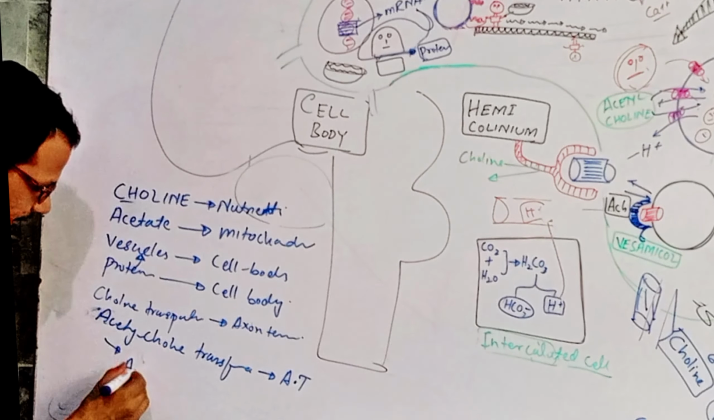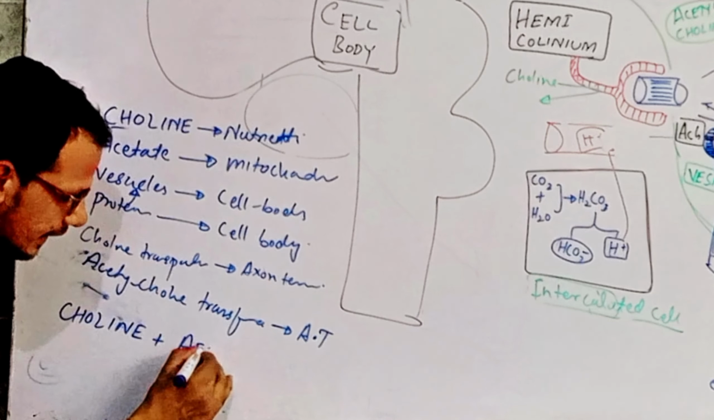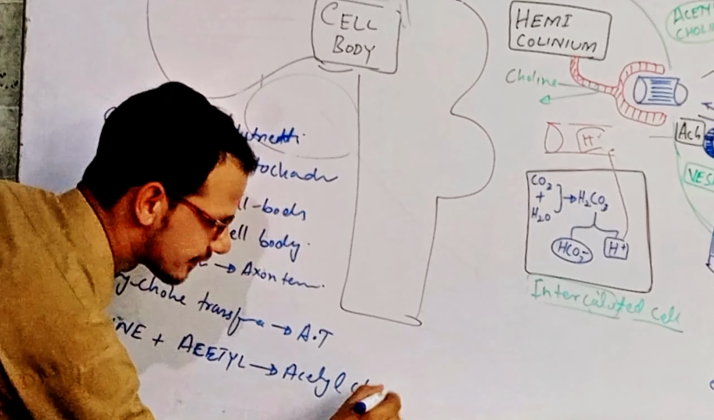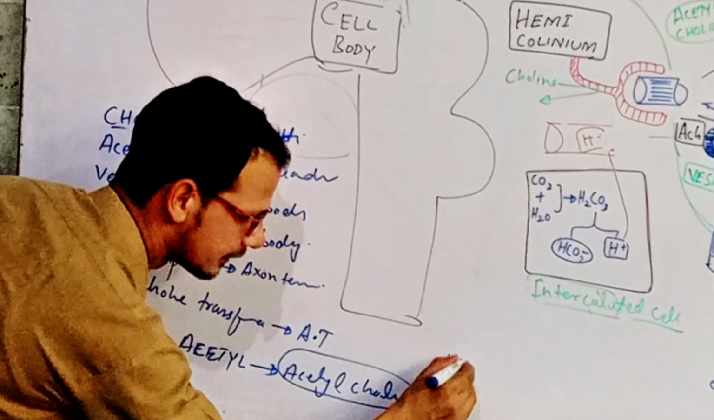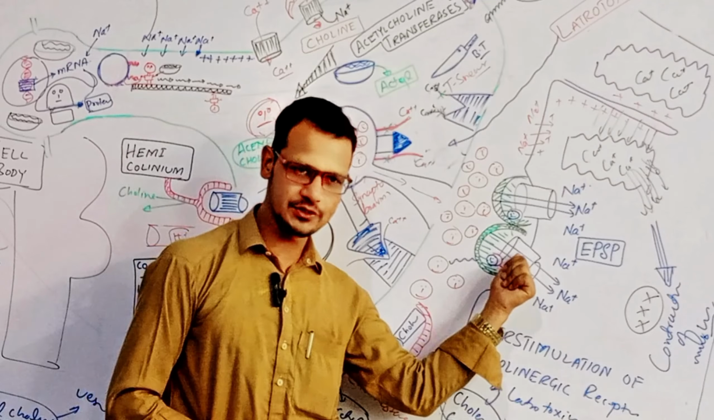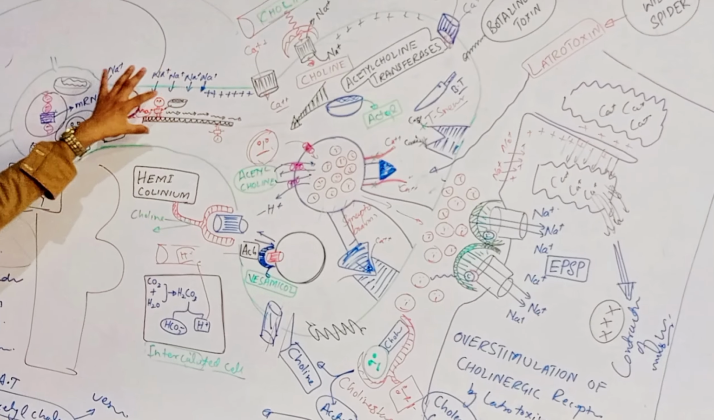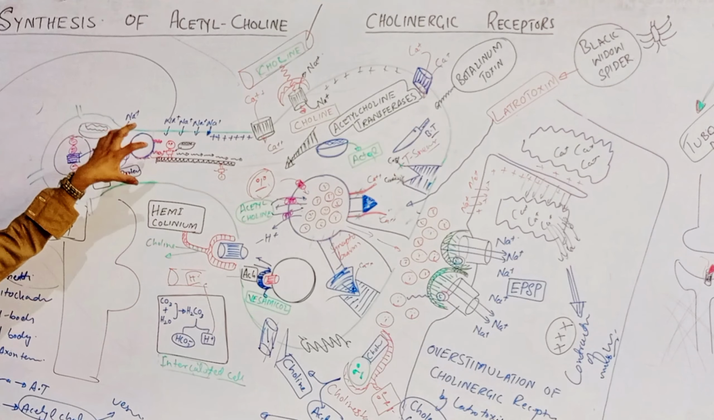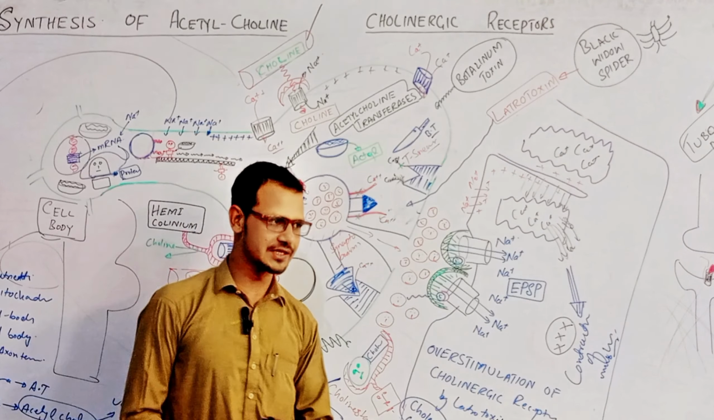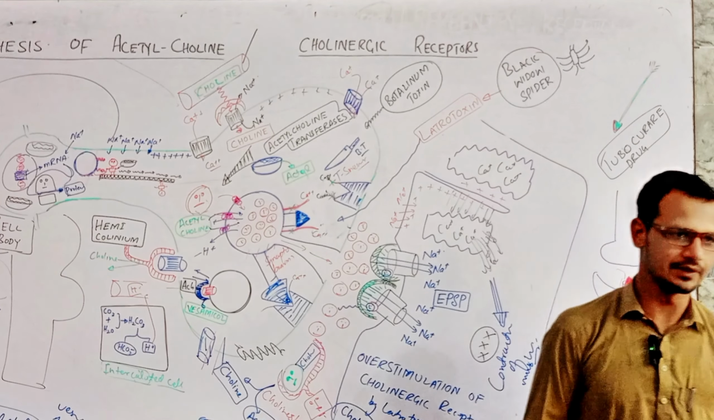Now acetylcholine is formed. Choline plus acetyl forms acetylcholine. This is the synthesis of acetylcholine, enclosed in vesicles, right? For action we need the nicotinic receptor, which is present on the postsynaptic end plate or postsynaptic neurons, right? And now we will discuss the main thing which is responsible for the function of acetylcholine. There is one disease which is called myasthenia gravis. What is myasthenia gravis? Anyone?